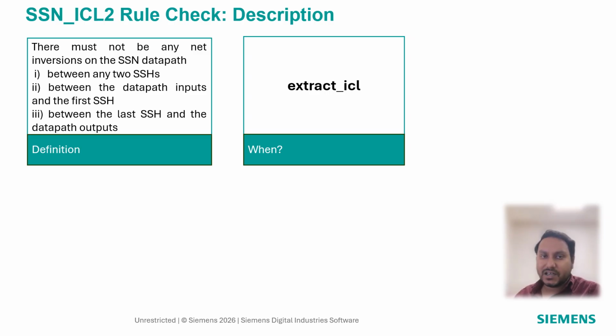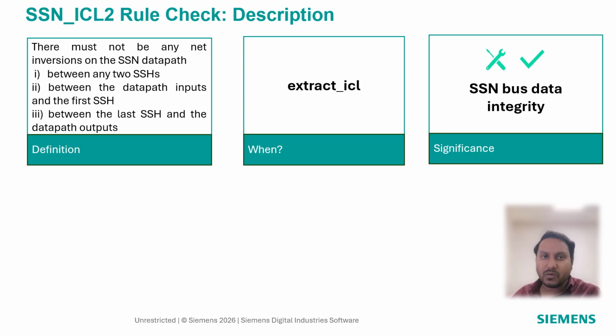When is SSN_EQ reported? SSN_EQ is reported during EQ extraction, when the tool transitions from EQ elaboration to EQ checking. What is the significance of SSN_EQ? It ensures SSN data path integrity when data travels from SSN bus inputs to SSN bus outputs.